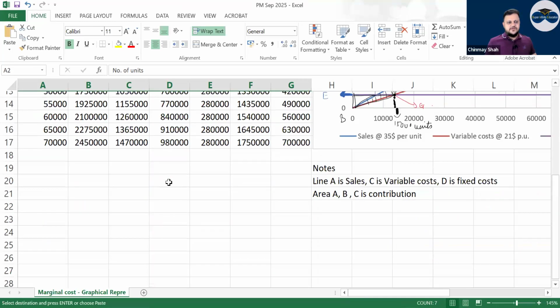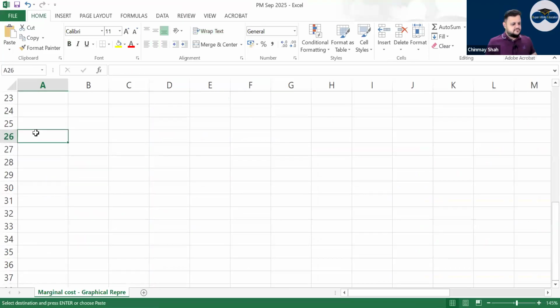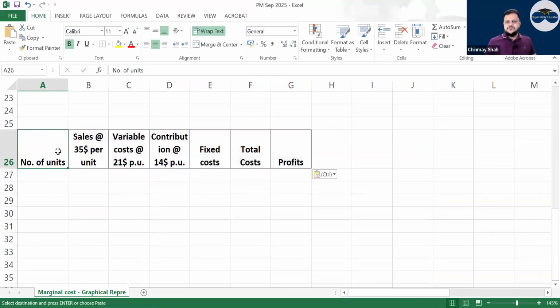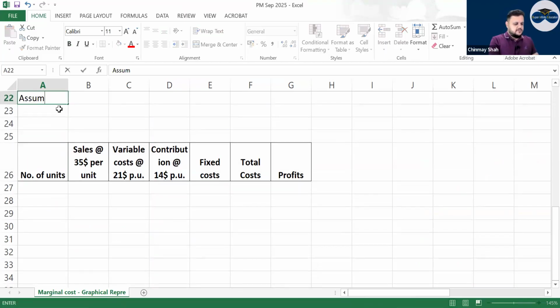I'll do this again below here. So first you give those headings. Can you give those headings? As of now, the basic assumption that we are taking in this sheet is that fixed cost is fixed irrespective of the number of units.